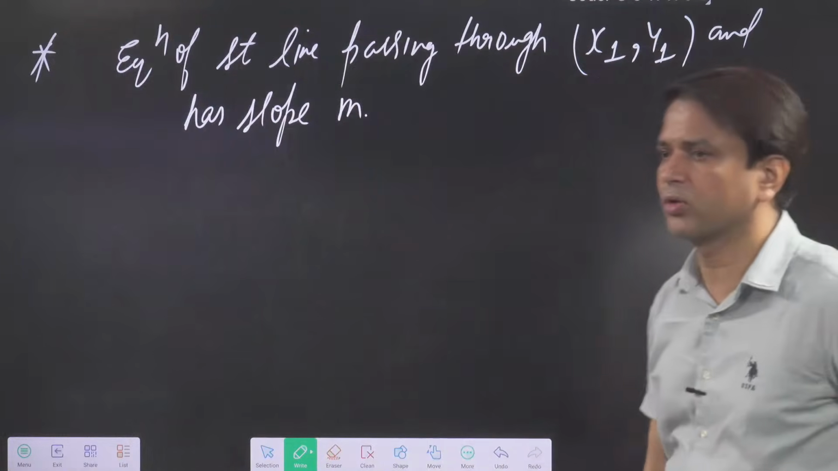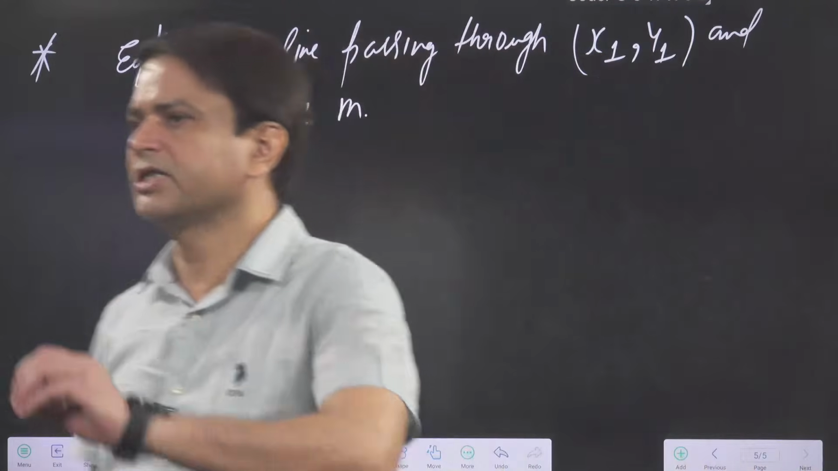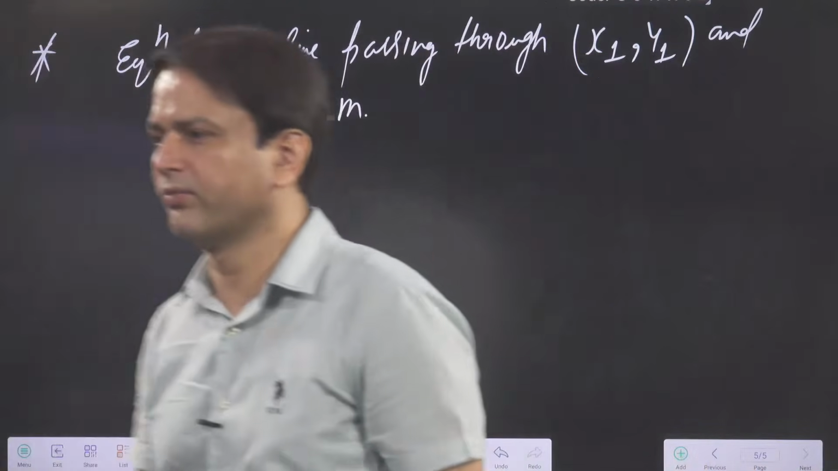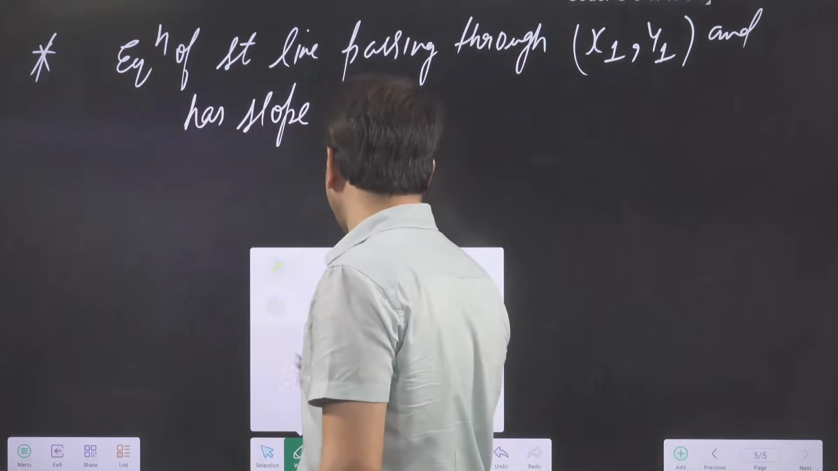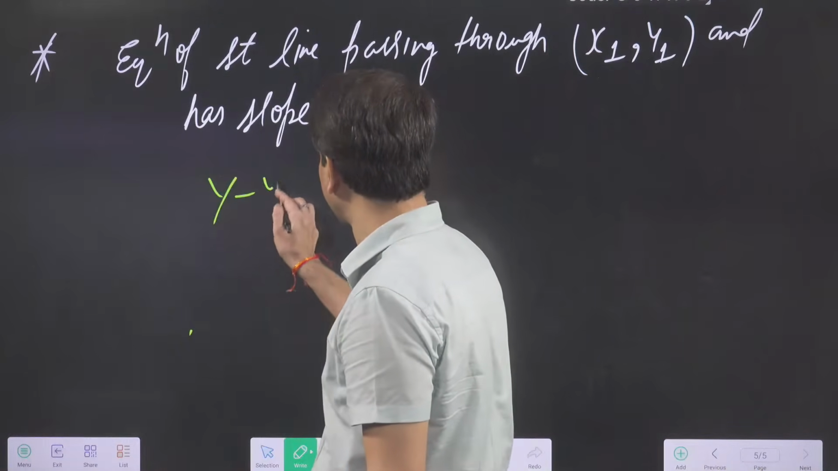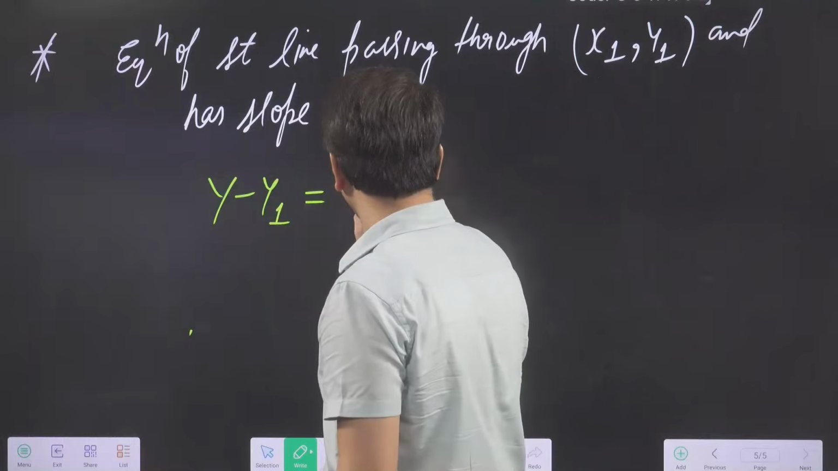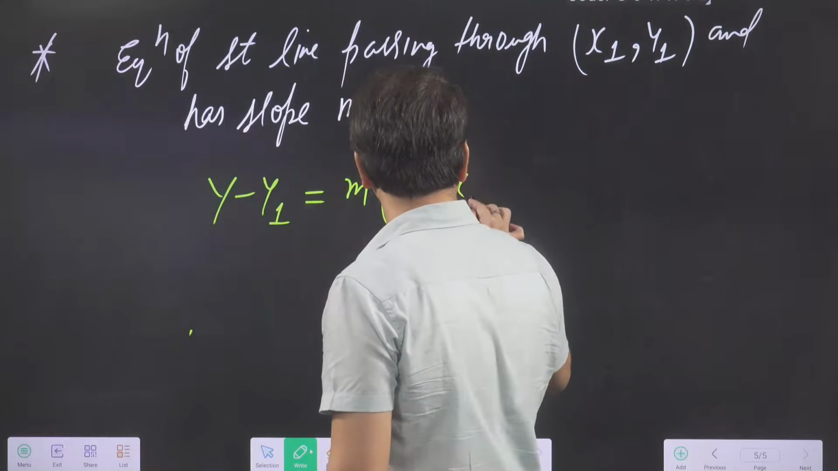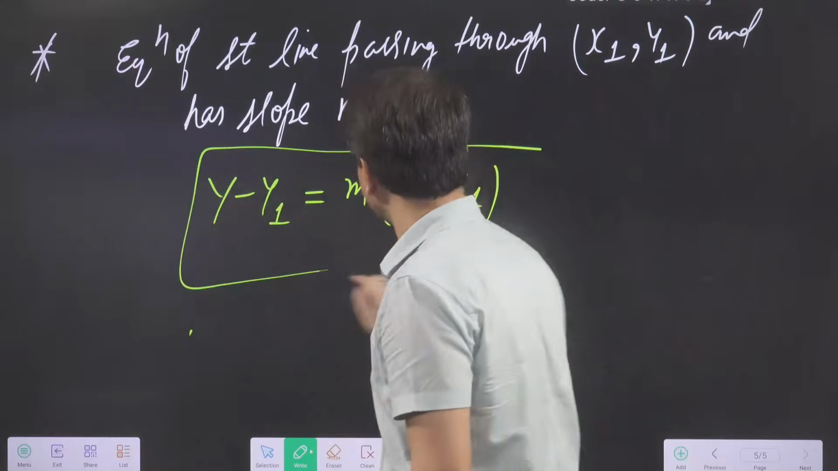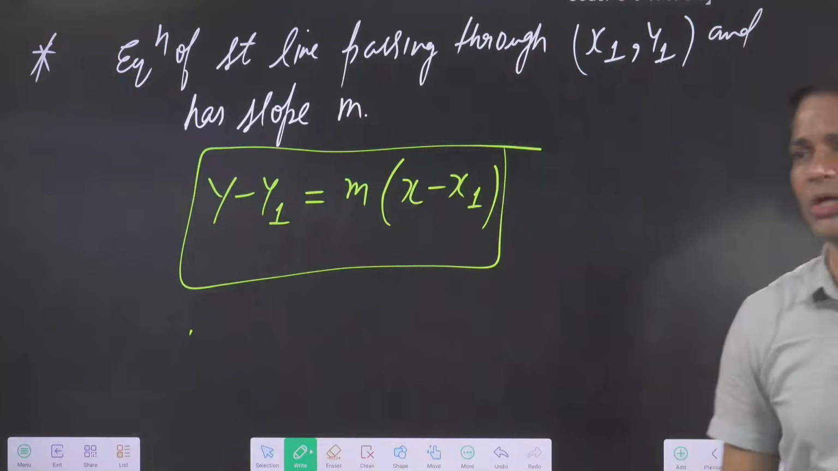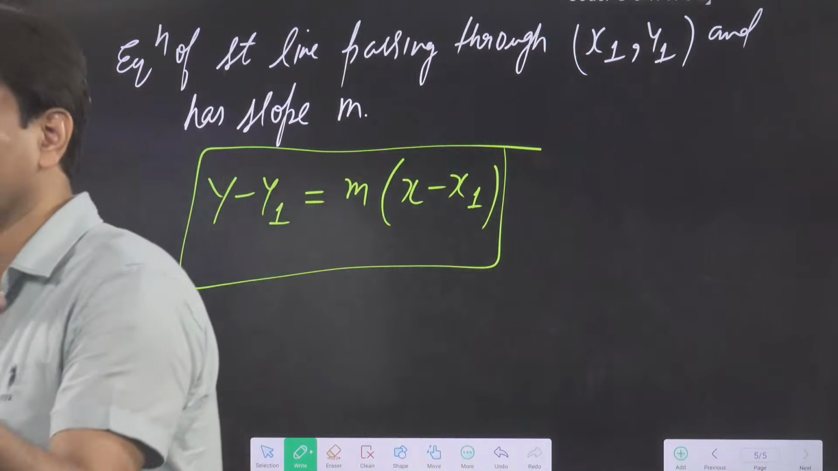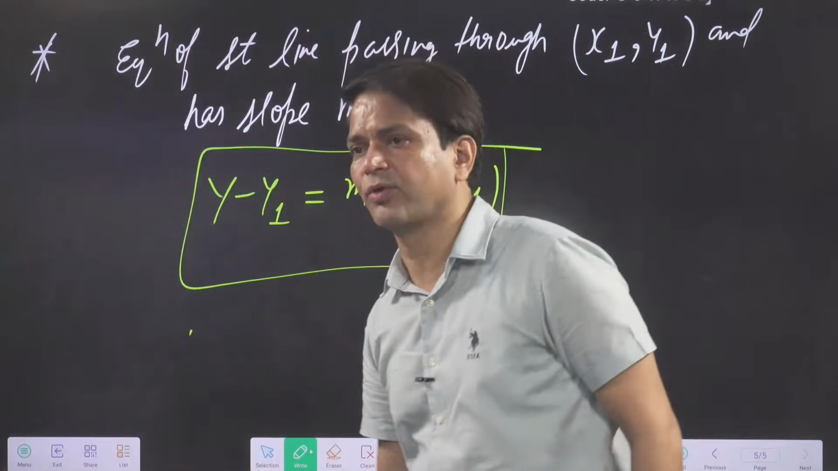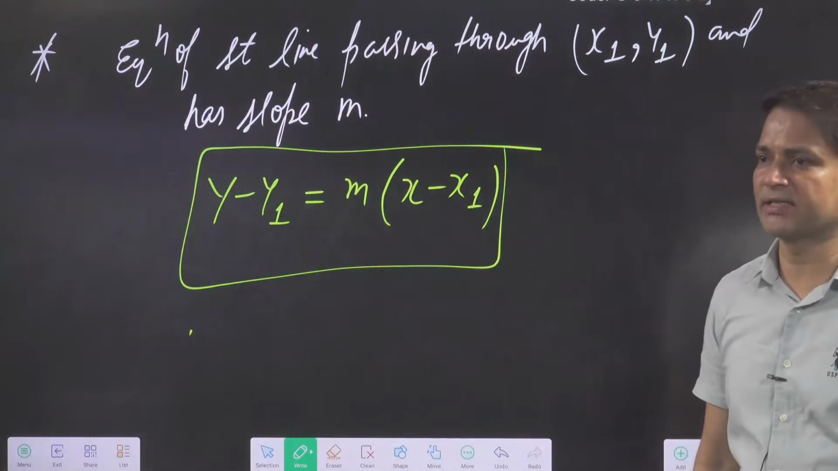But if they have not given origin, the line is not passing through origin, and it is passing through any point (x1, y1), then what is the equation of the line? Remember that we will write it as y - y1 = m(x - x1). This is the equation of a straight line that is passing through the point (x1, y1) and has slope m.